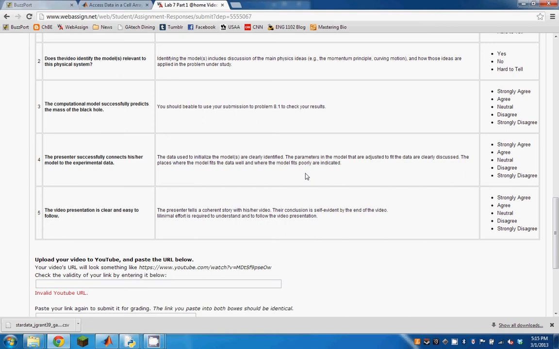What else? The model fits the data well. It has to, because they gave us the data, and the model just kind of follows the data. So I don't really know why that's on here. It wasn't really an experiment, but it was successful.